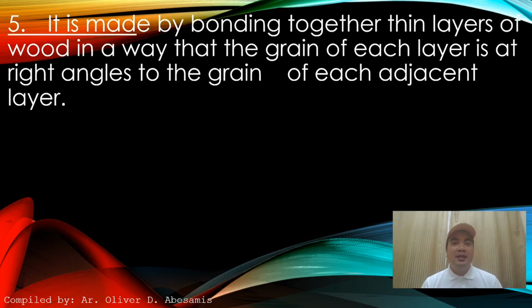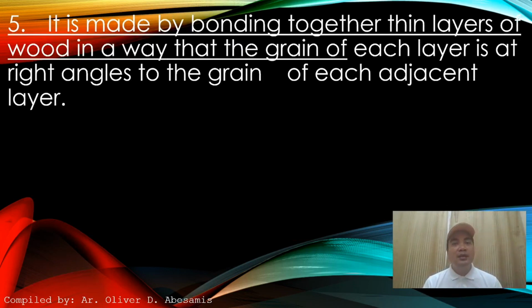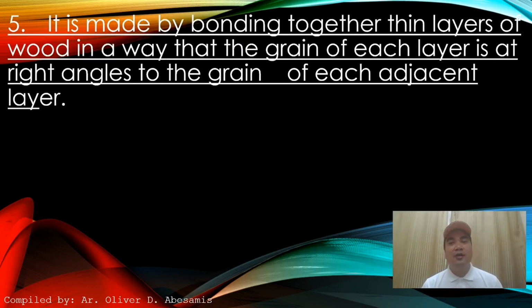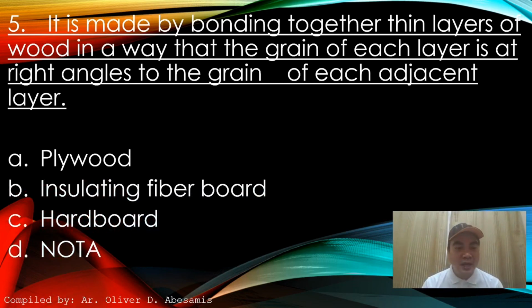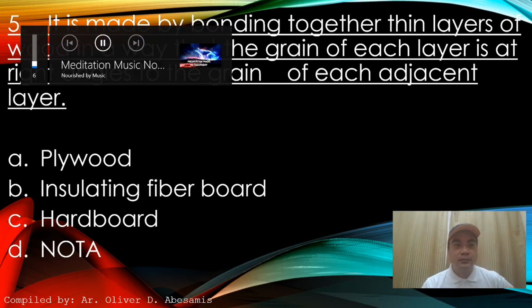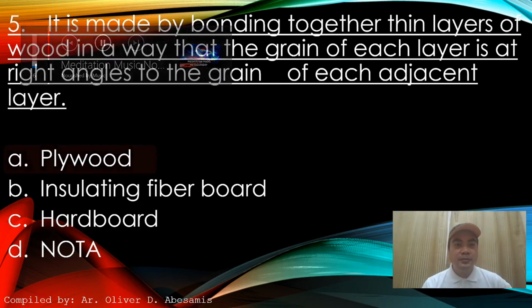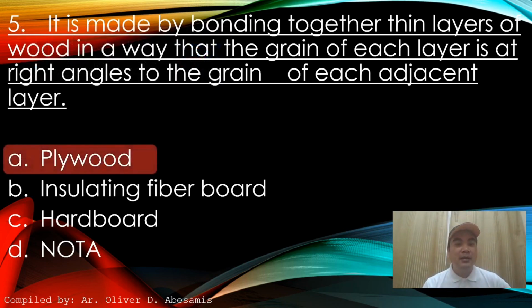Next, it is made by bonding together thin layers of wood in a way that the grain of each layer is at right angles to the grain of each adjacent layer. A. Plywood. B. Insulating fiber board. C. Hardboard. And D. None of the above. Answer? A. Plywood.